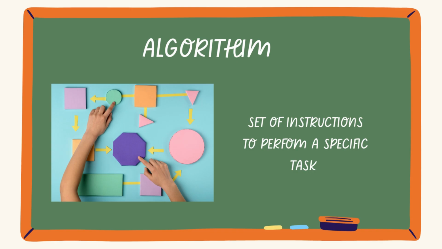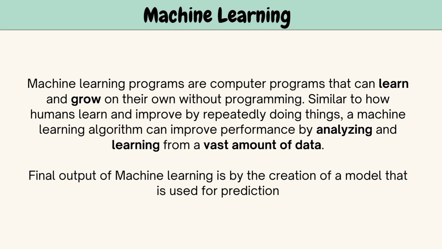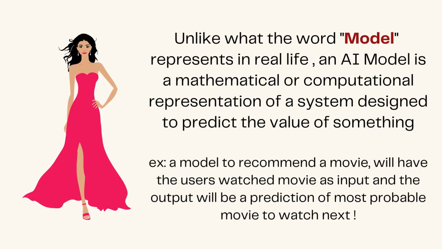So the final output of machine learning is the creation of a model that is used for prediction. Now, unlike with the word model in real life, an ML model is a mathematical or computational representation of a system designed to predict something. So simplistically speaking, it's like a function where you give it an input and it will return an output. And in this case, back to the movie recommendation, a model to recommend a movie will have the user's watched movies as input, and then the output will be a prediction of the most probable movie to watch.